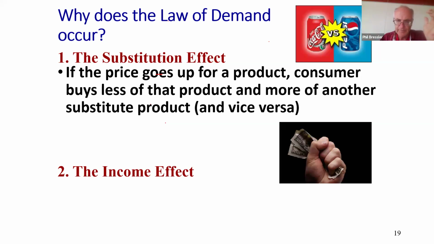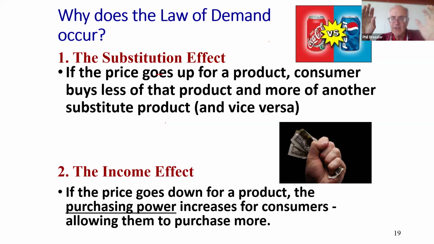So if the price goes down for a product, purchasing power increases. So we could do the reverse. If Coke is $1 and I have $10, I could buy 10 Cokes. If Coke is 50 cents, the price goes down, I could buy 20 Cokes.